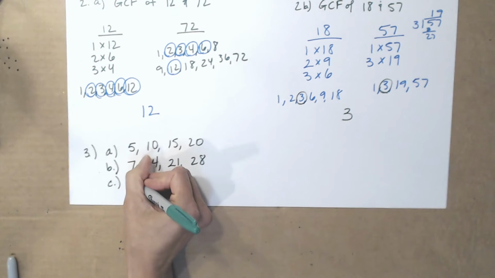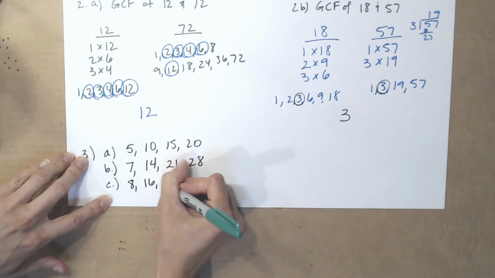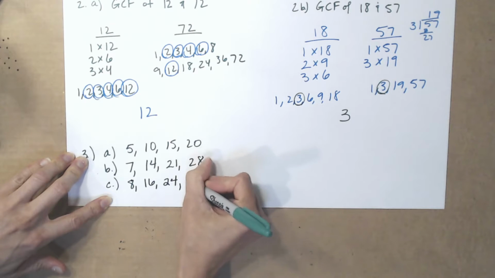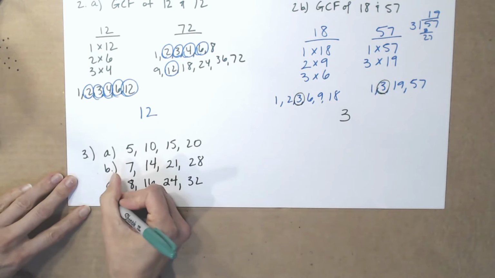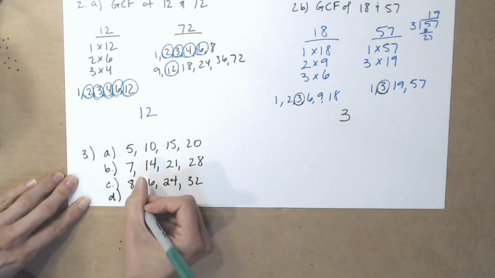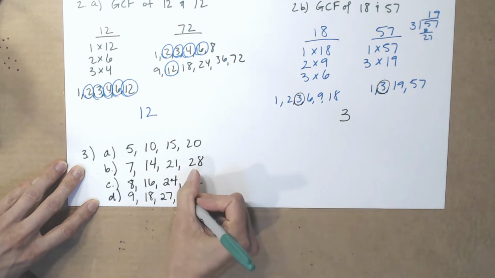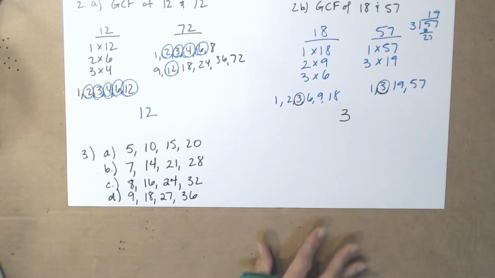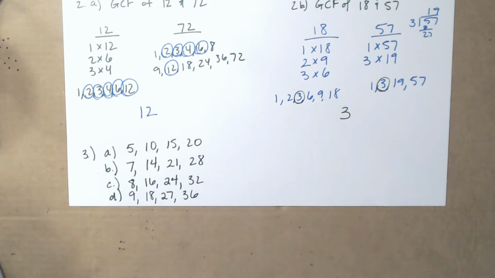C, 8. Again, think of your math facts. 8 times 1, 8 times 2, 8 times 3, and 8 times 4. And then 9. So 9 times 1, 9 times 2, 9 times 3, and 9 times 4. So those are the first 4 multiples of each. Let's move on to number 5.